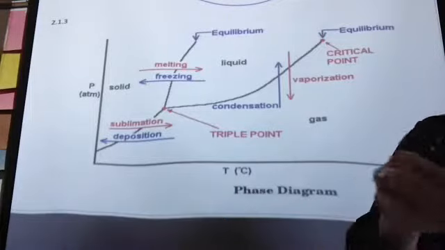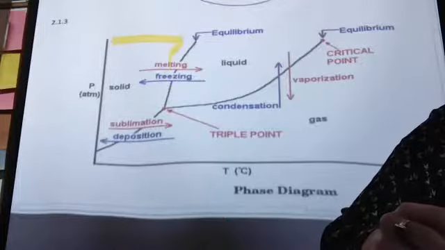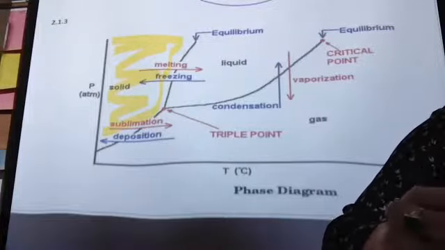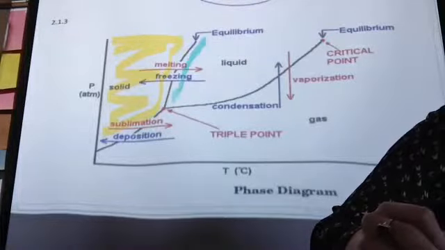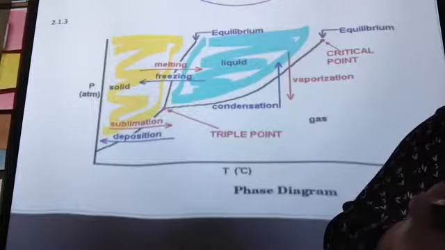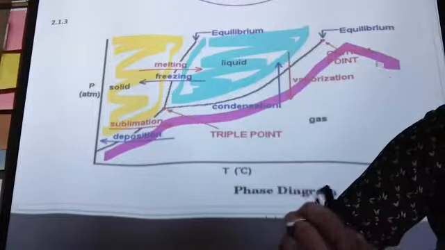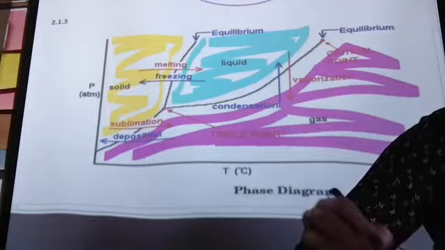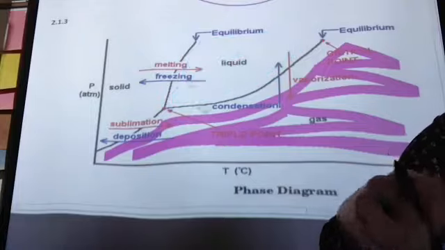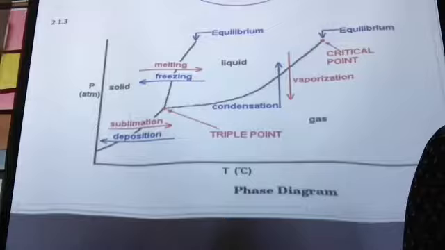Now, there are three phases represented on this graph. You've got the solid phase, which is everything left of that black line. You have the liquid phase, which is square in the middle, and you have the gas phase, which is everything to the right of the black line. All of those vocabulary words on this phase diagram simply show what the transition between two phases are.